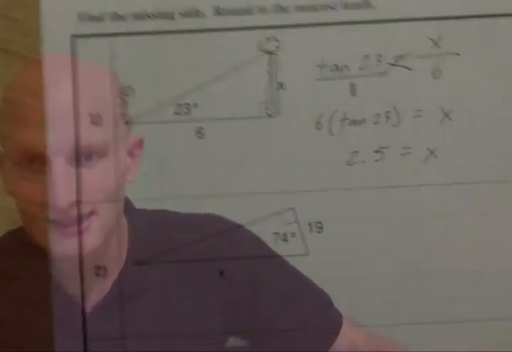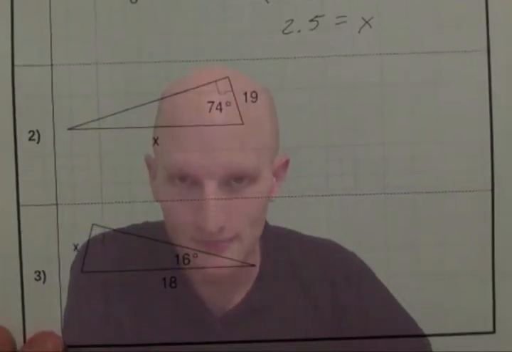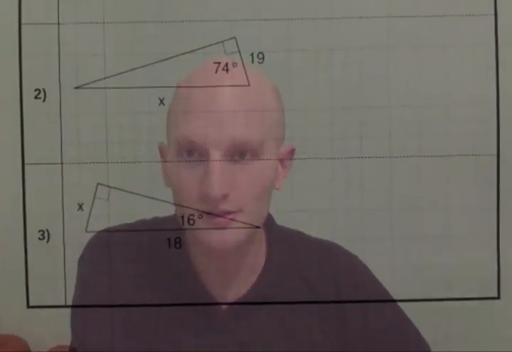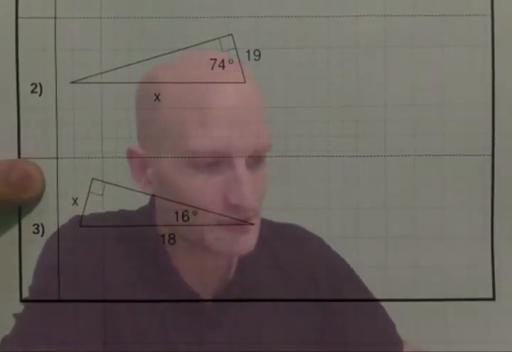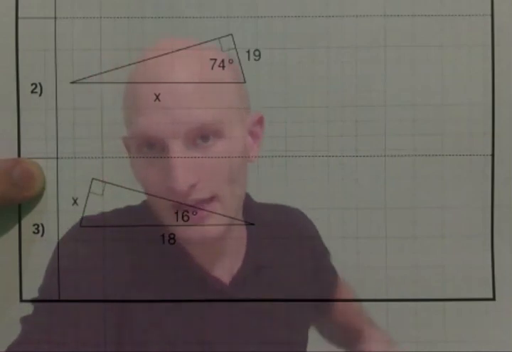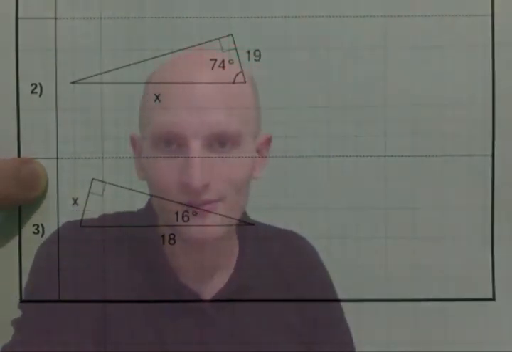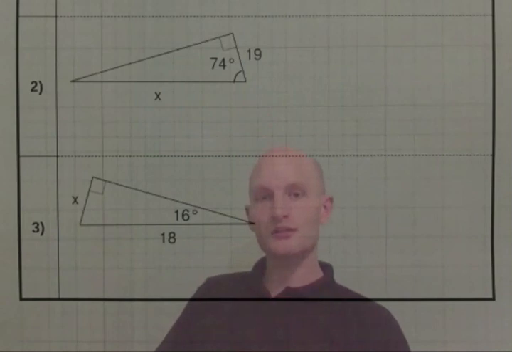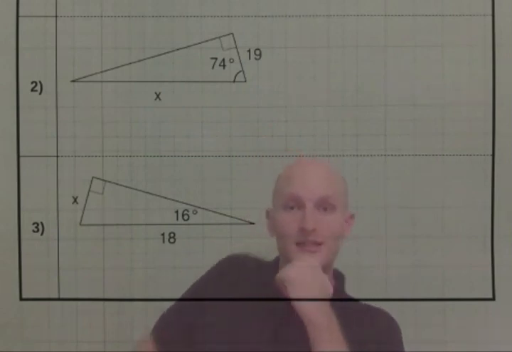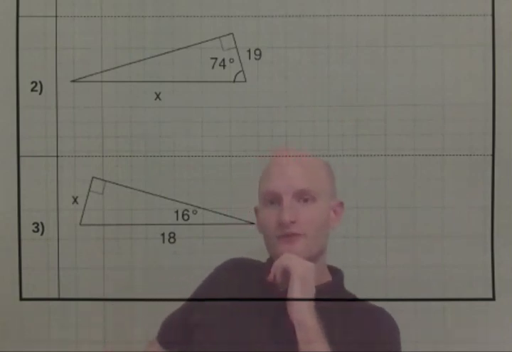All right, these next two we can do faster because we talked about the basics already. All right, number 2. This 74, sometimes they put the angle a little bit further from where it should be, but this 74 is referring to that angle, okay? And we need to find x, okay? So like before, let's look at what two sides do we have?